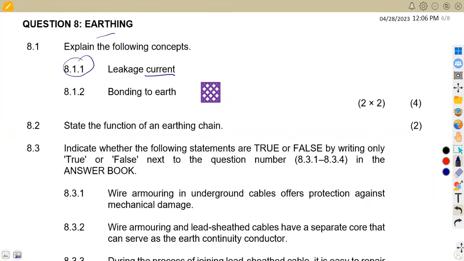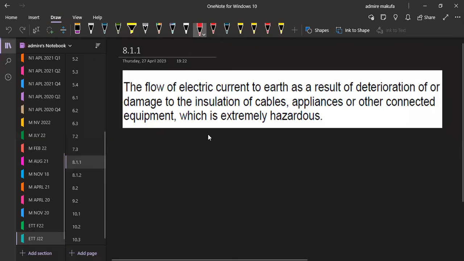Leaking current can be expressed as the flow of electric current to earth as a result of deterioration of or damage to the insulation of cables, appliances, or other connected equipment, which is extremely hazardous. It is very, very dangerous. So that is what we are given when dealing with leakage current.